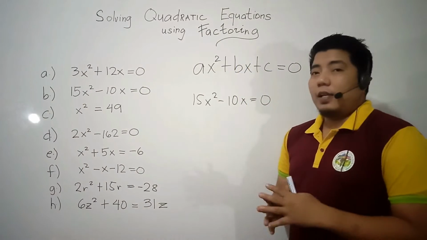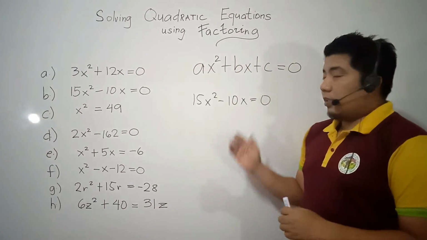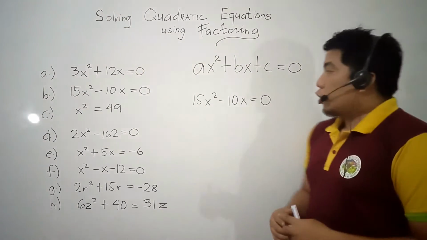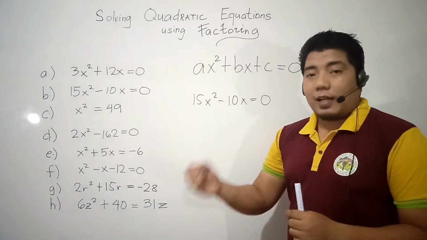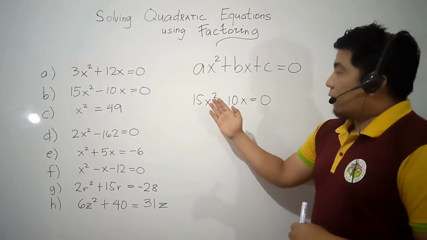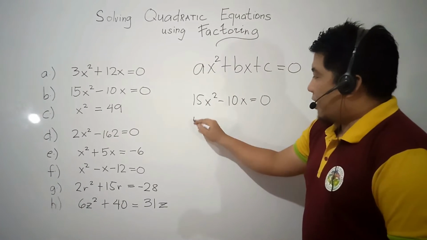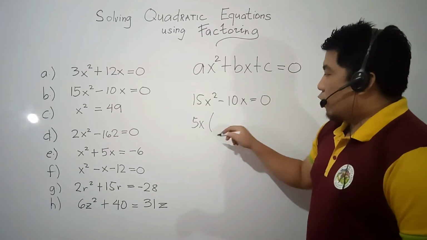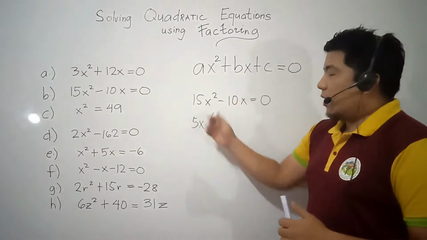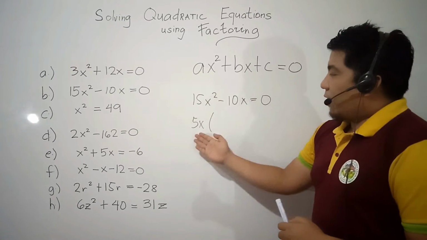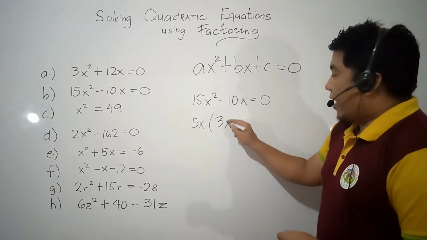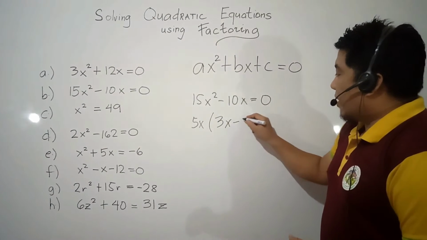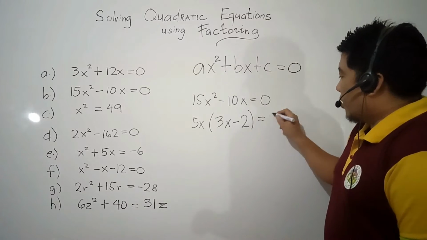Now, for our next example, this is 15x squared minus 10x is equal to 0. This is still the same as our first example. So, what we will do here is extract the common monomial factor. What is the common factor of 15 and 10? That is 5. What is the common factor of x squared and x? That is x. So we will extract 5x from these two given terms. 15x squared divided by 5x is 3x. Negative 10x divided by 5x will give us negative 2.